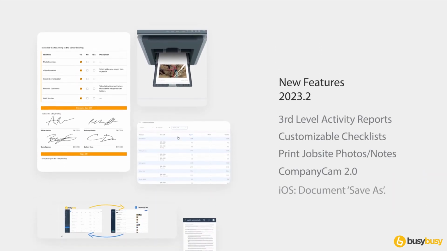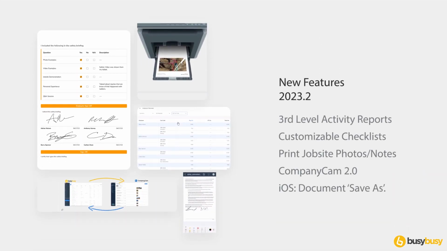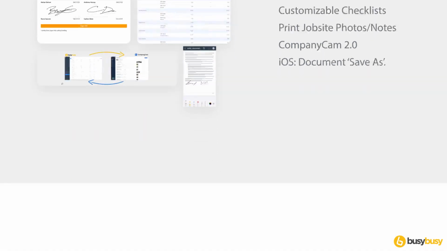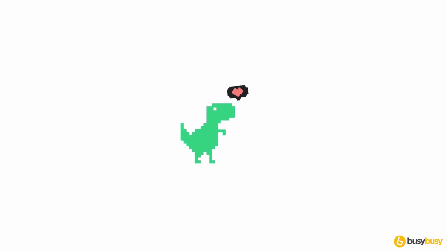And that brings me to the end of this new release video. I've loved telling you about our 3rd level activity reports, daily project report checklists, our new job site photo print option, the updates to our CompanyCam integration, and telling you iOS users about the Save As feature. I also love showing off all the amazing work that our developers and designers are doing to make BusyBusy the best time tracking app on the market.